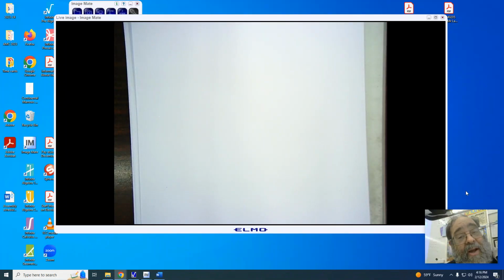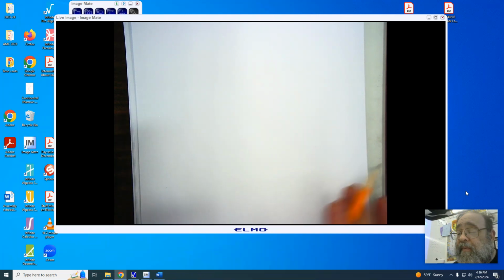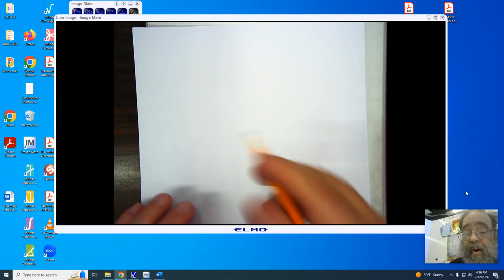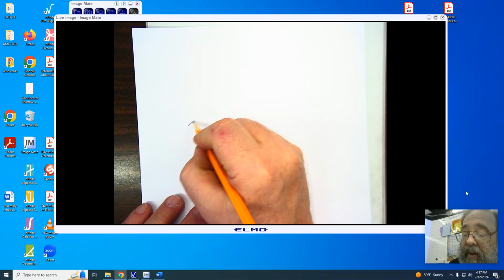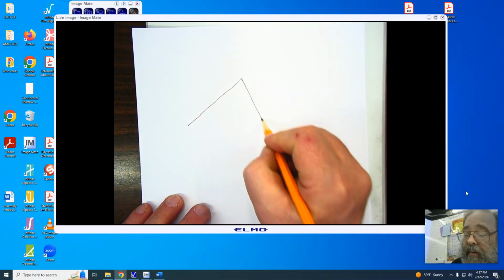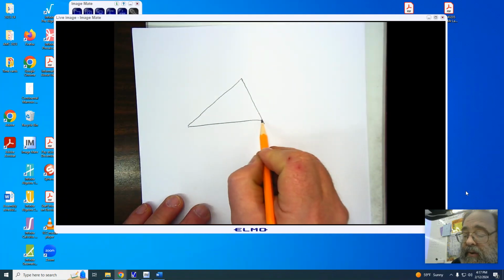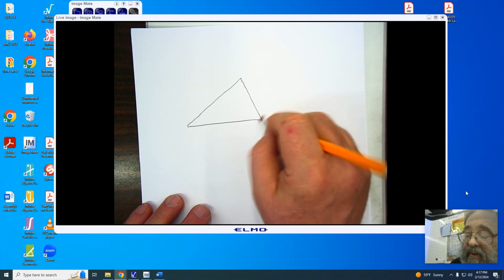Today we're going to be taking a look at the law of cosine, and we're going to start with our proof for the law of cosine. Now, in working with the proof, what we're going to do is draw just a triangle, just like we did with the law of sine.